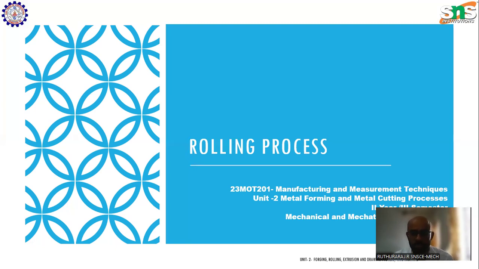An example application of sheets is roofs. Your roofs are made of sheet metal. Automobile bodies, airplane bodies, your desk, even your window frames are made of sheet metal. So sheet metal plays a vital role in the manufacturing process, and it is particularly made using this rolling process.